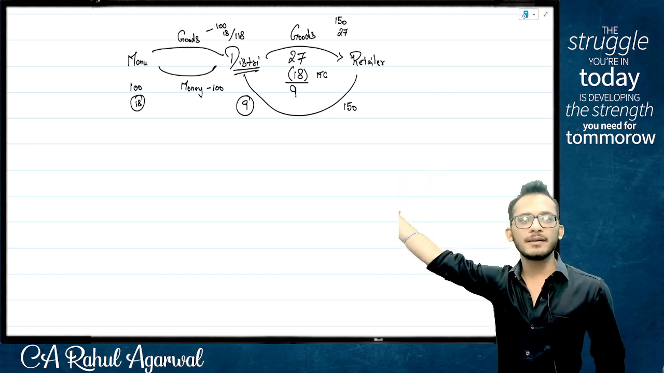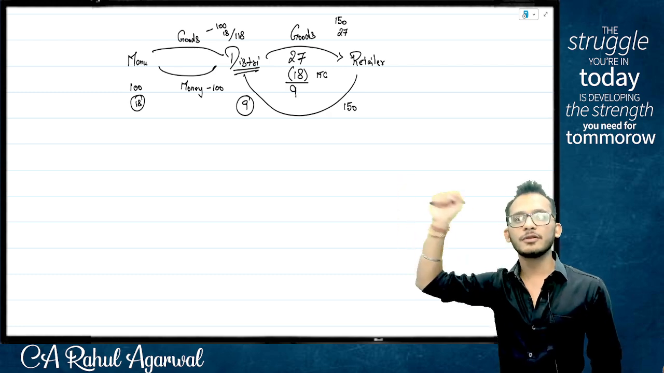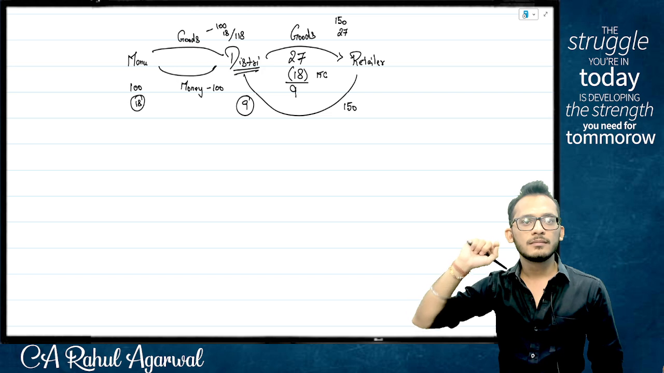In GST, what was happening? You sold for what? 150. What was your cost? 100. So you paid GST only on 50. Same thing you did.